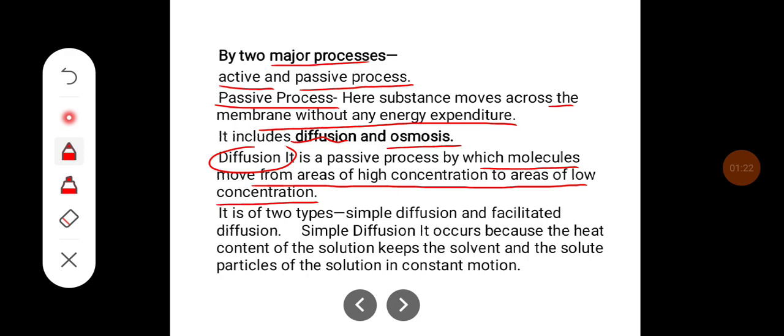Diffusion can be of two types: simple diffusion and facilitated diffusion. Simple diffusion occurs because of the heat content of the solution, which keeps the solvent and solute particles in the solution in constant motion.